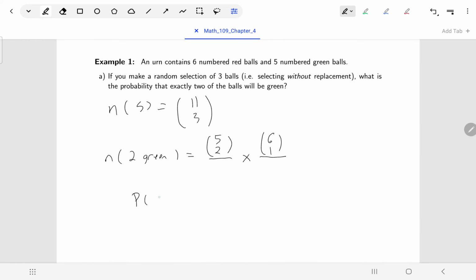And so then the probability that I select 2 green balls should just be the number of ways to select 2 green balls, which is 5C2 times 6C1, divided by the number of ways to do the experiment, which is 11C3. And that gives me a probability of about 0.3636.